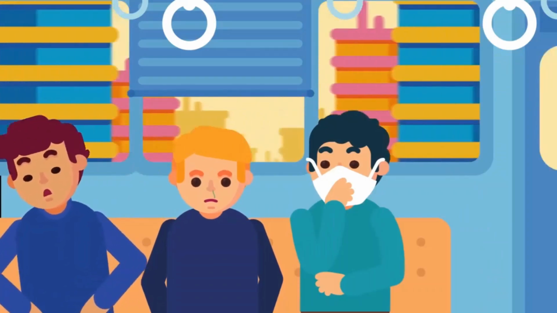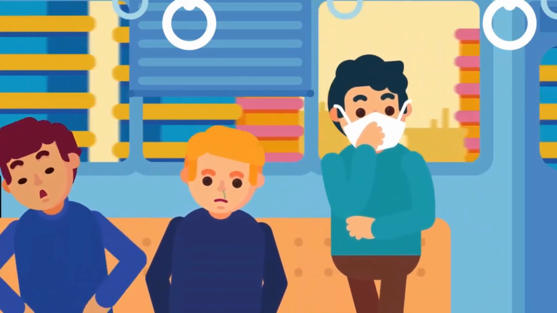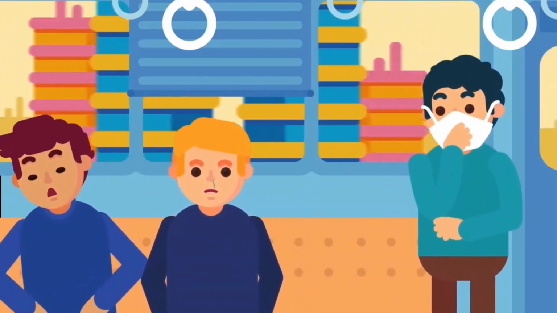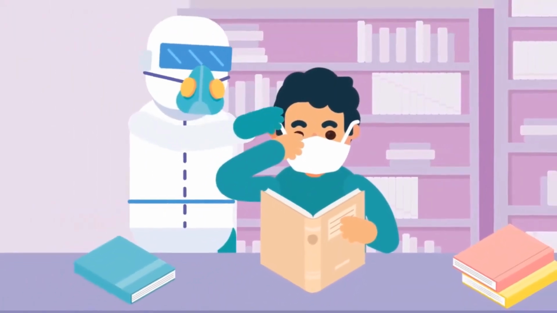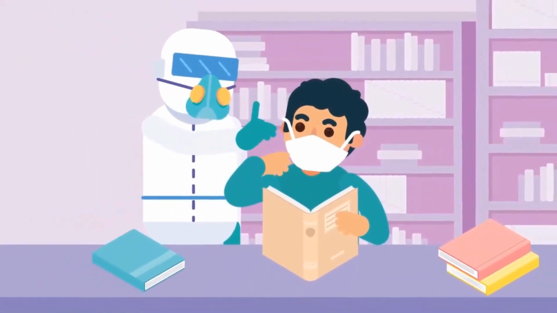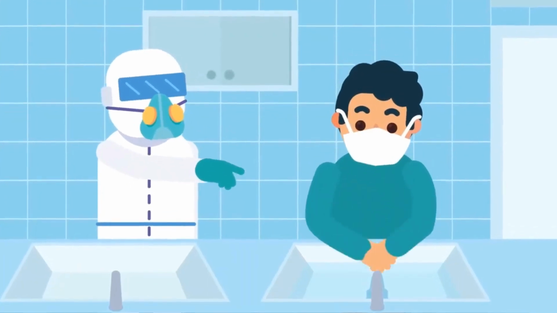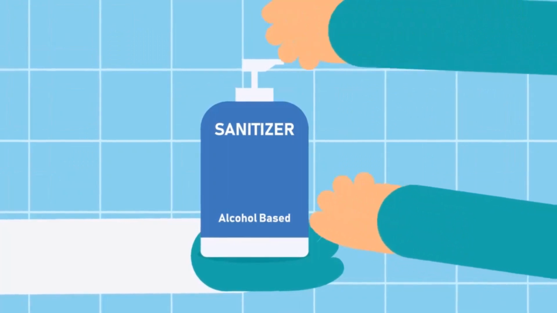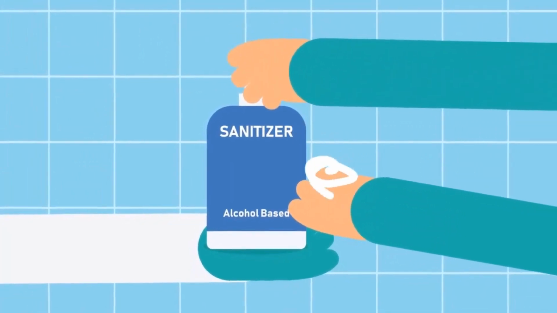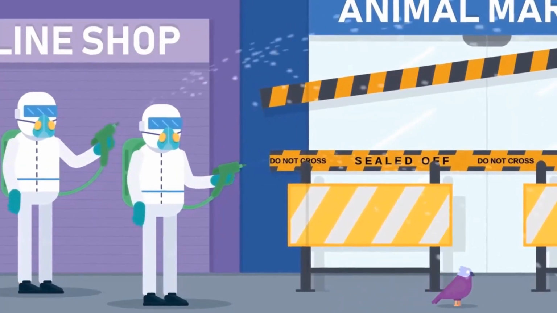Try to avoid contact with people who display symptoms similar to those of pneumonia or the common cold, like coughing or a runny nose. Don't touch your eyes, nose, or mouth with unwashed hands. Wash your hands frequently with soap and water and scrub for at least 20 seconds. Use alcohol-based hand sanitizer when possible. Avoid animals and animal markets.